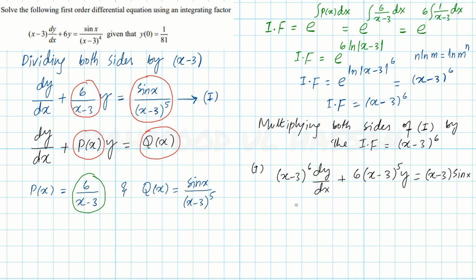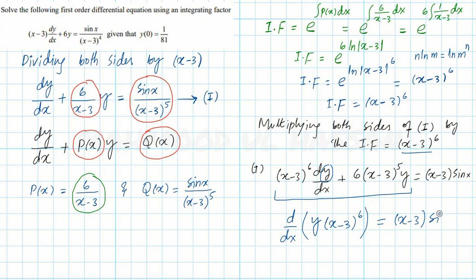Is it clear? Now the left side of this equation, after multiplying by the integrating factor, is just the derivative of the dependent variable and the integrating factor. The dependent variable is y and the integrating factor is x minus 3 to the power 6. So it becomes the derivative of the product of y and the integrating factor. If you apply this with respect to x, you will get the same result. You can use the product rule definitely. And on the right side, it becomes x minus 3 into sine of x.